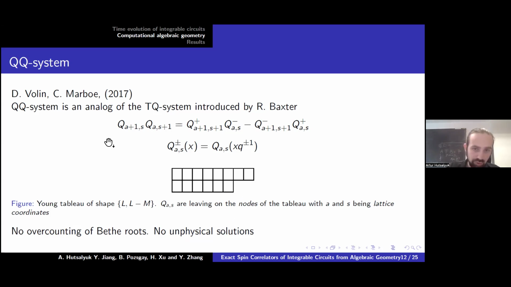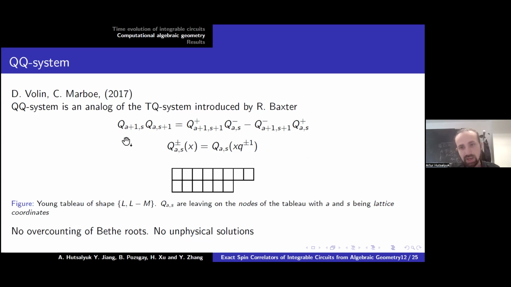And then how do you specify this Q? You specify A and S here as coordinates on this lattice, and the functions Q live in the nodes. So at every node there is some Q function, and there would be, in general, some number of these functions Q. Q plus, Q minus is just a shift of the argument of these Q functions by the deformation parameter q that is related to the anisotropy of our model. In rational cases, it would be just a linear shift plus or minus 1. And A, S here is just a subscript that characterizes a particular Q function.